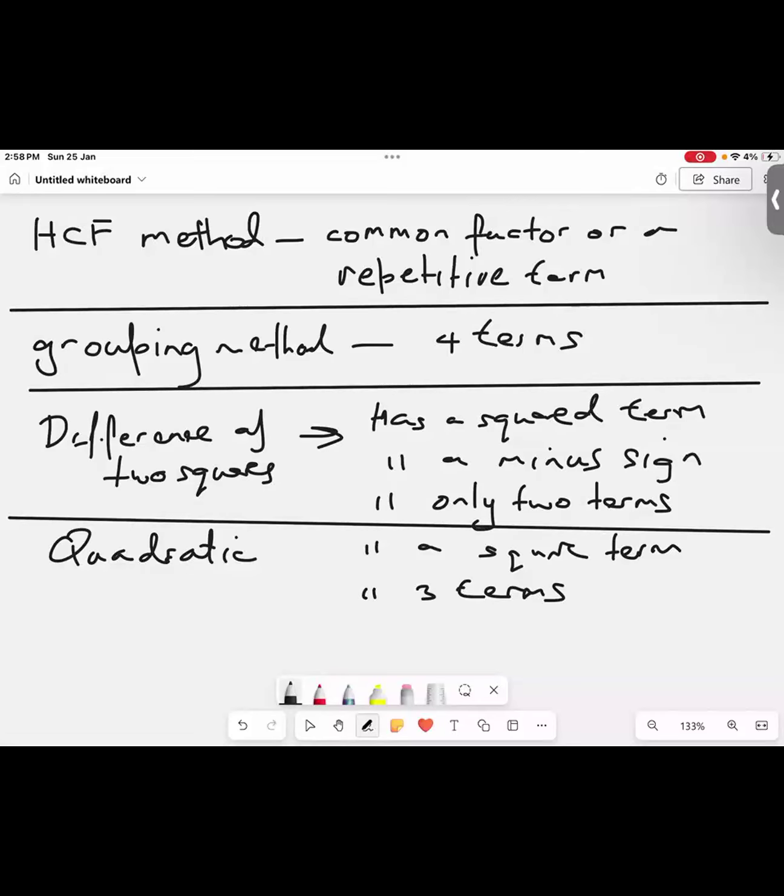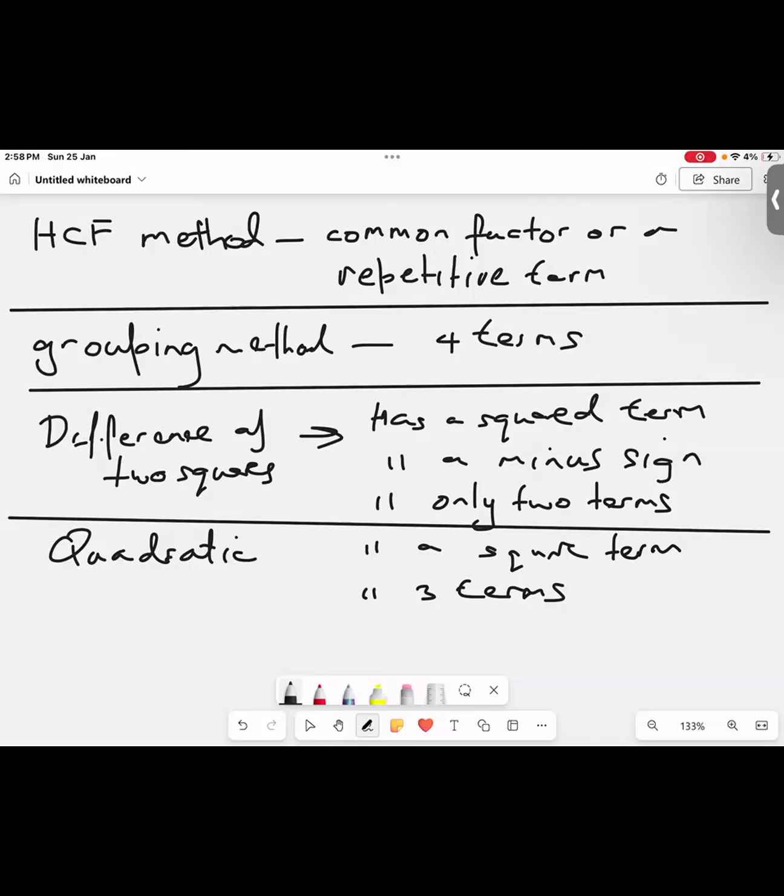So for those who don't have those, you can screenshot that. The HCF method is a requirement when there's a common number, a common factor, or a repetitive term. The grouping method is very easy to identify. It has 4 terms. The difference of 2 squares has a square term, a minus sign, and only 2 terms. And the quadratic has a square term and 3 terms. There are subtle differences between them, but there is a difference.